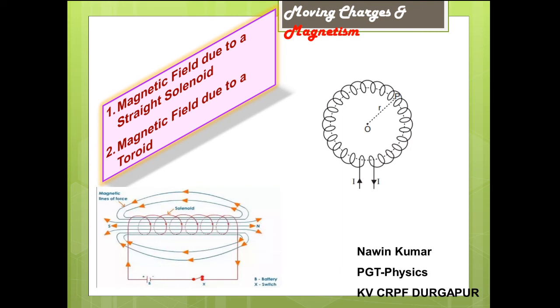Hello, in this section we are going to discuss the magnetic field due to a straight solenoid and the magnetic field due to a toroid. These two are the equipments which generate magnetic field.